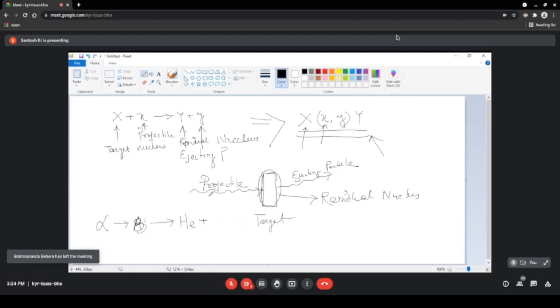Whichever particle is here, that means the alpha particle is bombarding, and this is boron, this is the target material. And after the target material, suppose a neutron is coming out, so the exiting or ejecting particle is a neutron, and the remaining nucleus after the ejection will be the helium. So this is represented by this type of nuclear reaction.